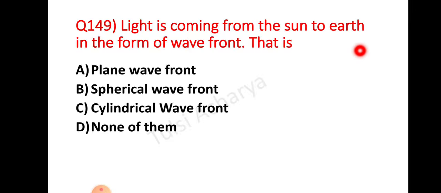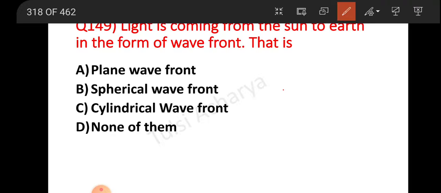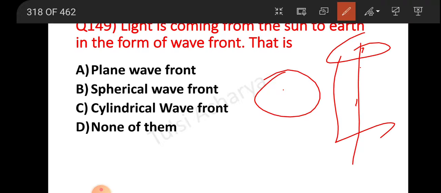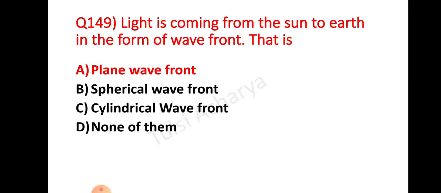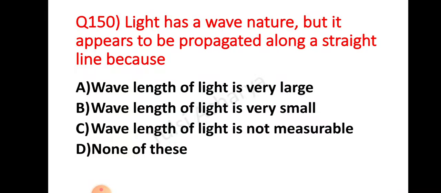Light coming from sun to earth is in the form of which wave front? That is plane wave front. If light is coming from a point source, that is spherical wave front. If light is coming from a linear source, then that is a cylindrical wave front. But light coming from the sun to earth is plane wave front. Now let's move to question number 150.